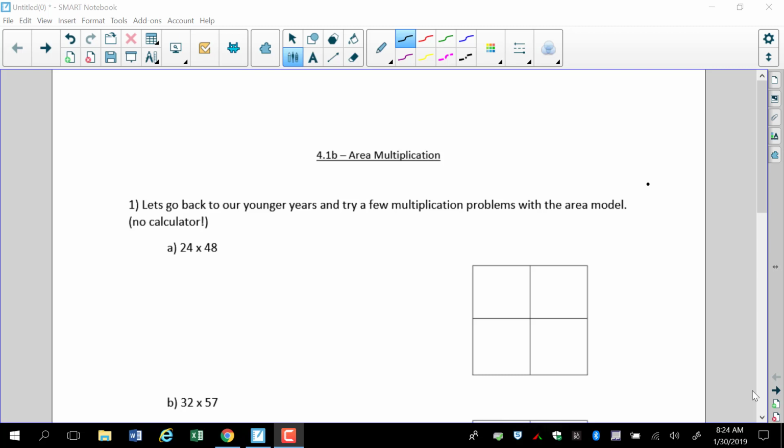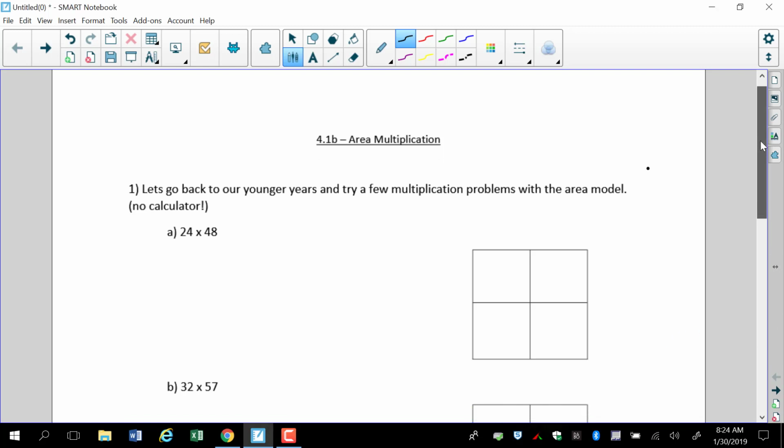All right, welcome to Unit 4. In this unit, we're going to be looking at different sort of factoring methods. And to understand one of the approaches we're going to look at, it's important to just know what area model multiplication is.